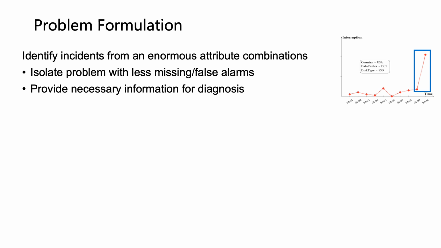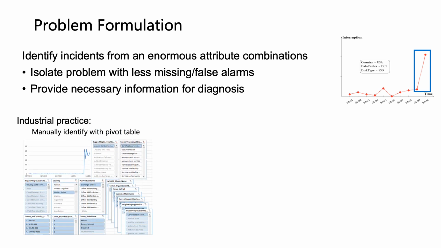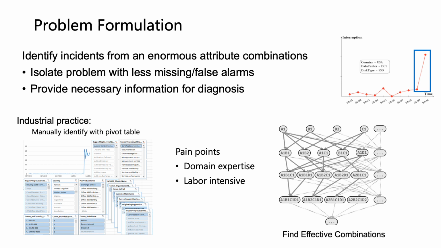In current industrial practice, many data scientists manually identify the incidents with pivot tables. They have many pain points. It requires domain expertise and is usually labor-intensive. Actually, our goal is to find effective combinations in the search space. Hence, we can formulate the incident identification problem as a search problem. We decided to develop a systematic and automatic search framework to find effective combinations from issue reports.